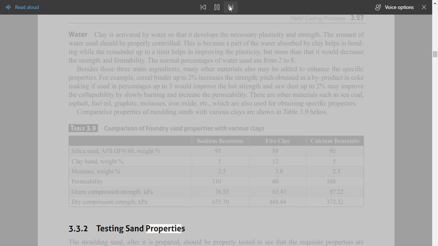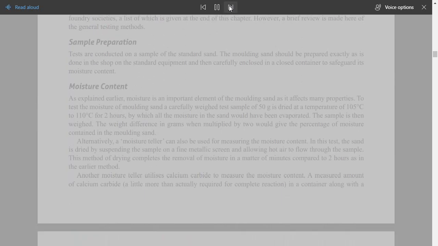3.3.2 Testing sand properties. The molding sand, after it is prepared, should be properly tested to see that the requisite properties are achieved. There are standard tests to be used which are given in relevant Indian standards, and that of other foundry societies, a list of which is given at the end of this chapter. However, a brief review is made here of the general testing methods. Sample preparation. Tests are conducted on a sample of the standard sand. The molding sand should be prepared exactly as is done in the shop on the standard equipment, and then carefully enclosed in a closed container to safeguard its moisture content.